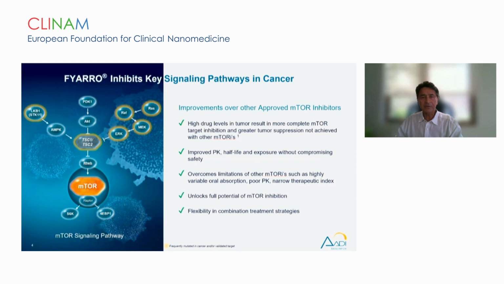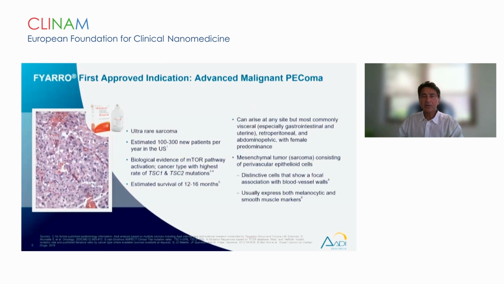So the first one we went after from a registration path is a tumor which is a very rare form of sarcoma, which we found to be driven by mTOR more than any other pathways. This is where we looked at this carefully: a sarcoma called PEComa. A lot of the driving factor in these tumors is a mutation in the TSC1 and TSC2 genes, which are just upstream of mTOR, and this actually ends up activating mTOR. So there was never previously a clinical trial in this advanced malignant PEComa, and therefore the estimated survival was only about 12 to 16 months.